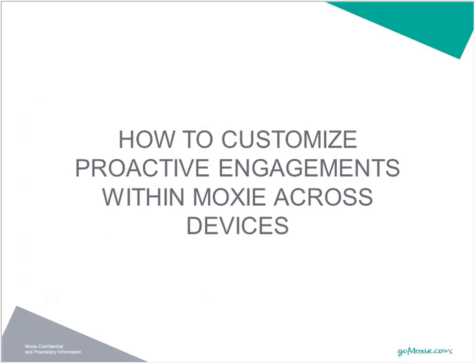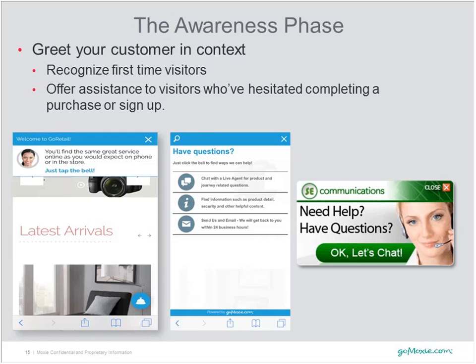So how do you customize proactive engagements within Moxie across devices? I'm going to go through a few different phases here. So this is the initial phase. This is the awareness phase. So we always go through awareness, consideration. There's a sales phase, and also there's a support phase as well. So we'll go through each of these.